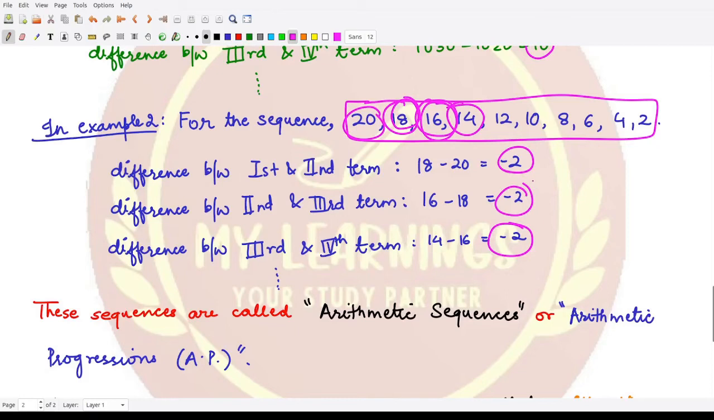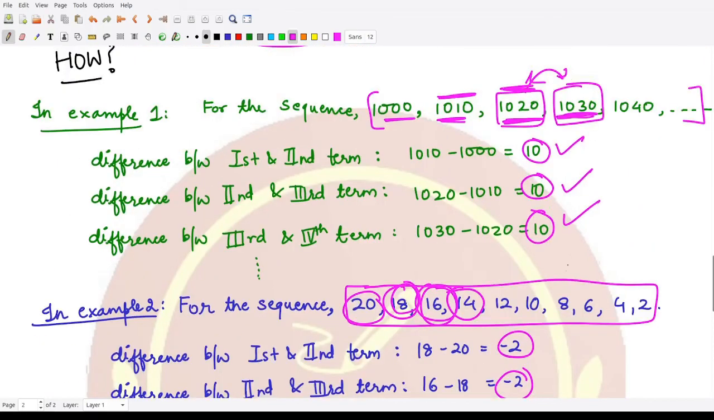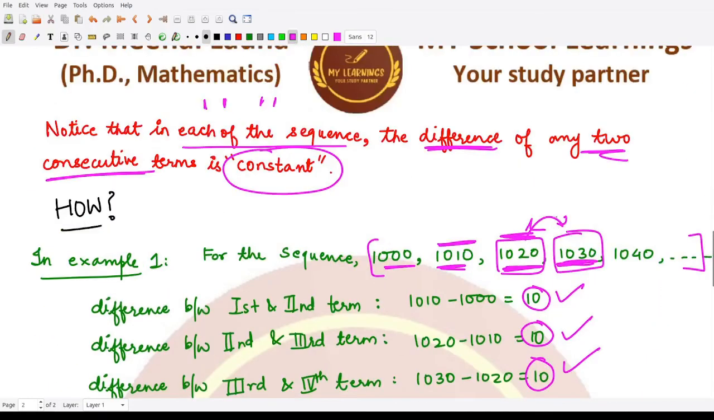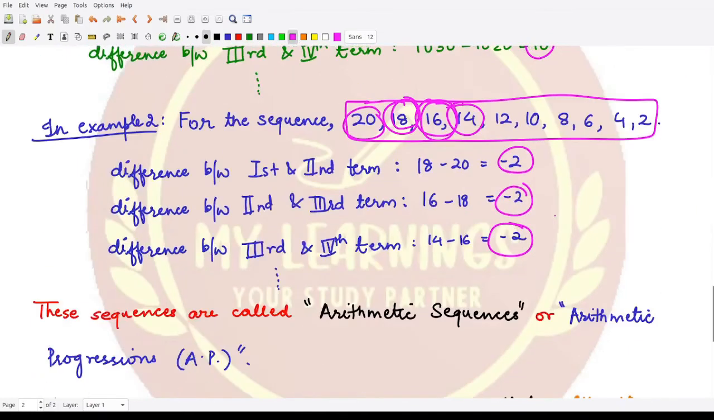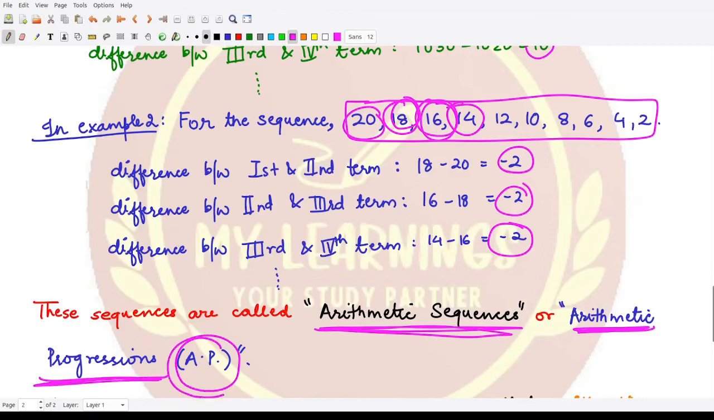So the sequences in which we have a constant difference between the successive or consecutive terms are known as arithmetic sequences, or we have another name, arithmetic progressions, and in short we call them AP. So AP is a very popular acronym which is used to represent these arithmetic progressions.